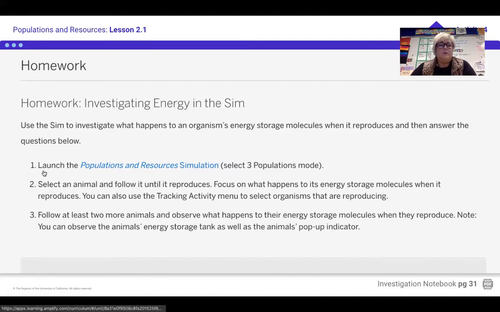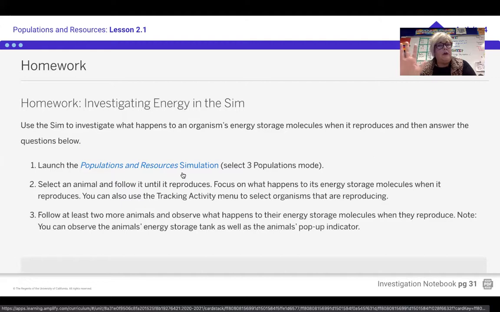So here's what you're going to do. Number 1, it says launch the populations and resources simulation. So just get back on your app like what you were. Make sure that you are in the 3 populations mode. It says select an animal and follow it until it reproduces. So don't choose a green leaf for this one. Don't choose the green leaf organisms. Choose either a furbill or a wee bug and follow it until it reproduces. Focus on what happens to its energy storage molecules when it reproduces. What happens to that energy storage molecule? What happens to the orange level?